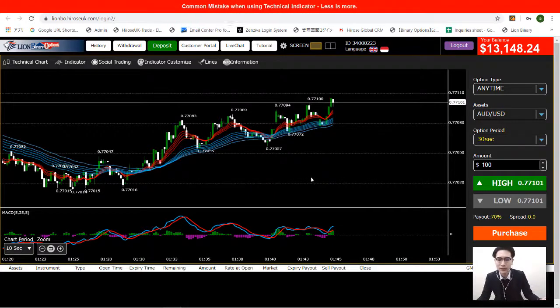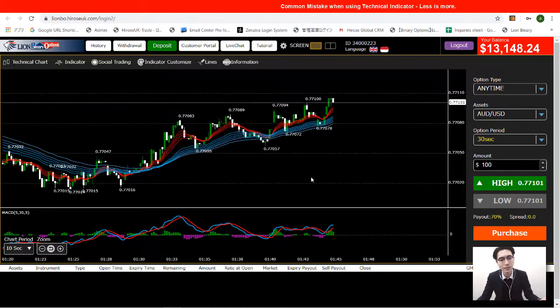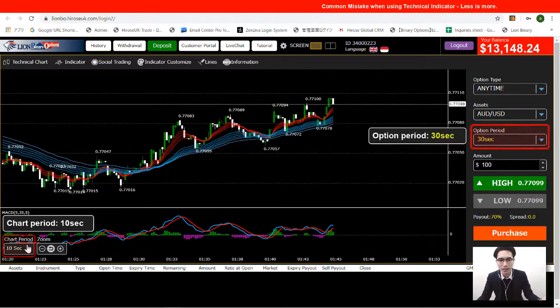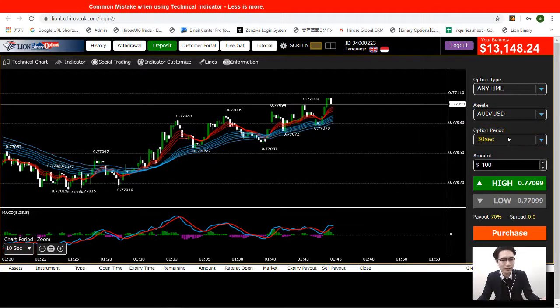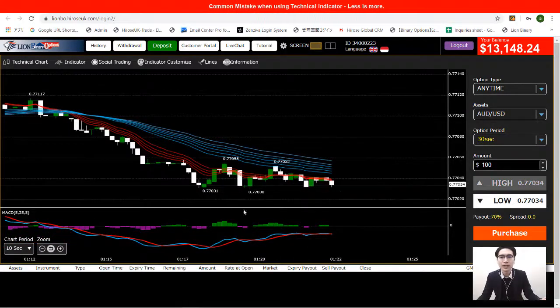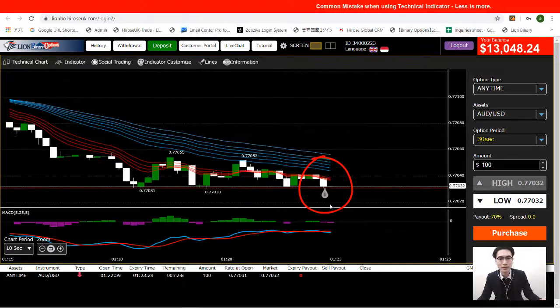Okay, so the last thing I'm making sure of here is the option period and chart period. So I'll be using a 10 seconds chart to trade with 30 seconds option. So now that's all done, then we can make a few trades. I'll make a trade first, and then I will talk about the details later. Okay, so I placed a low here.